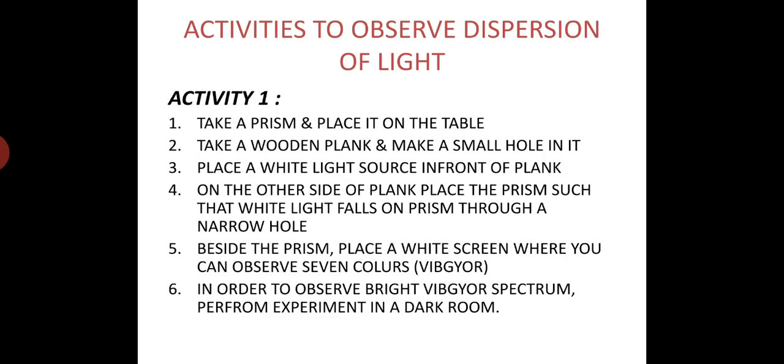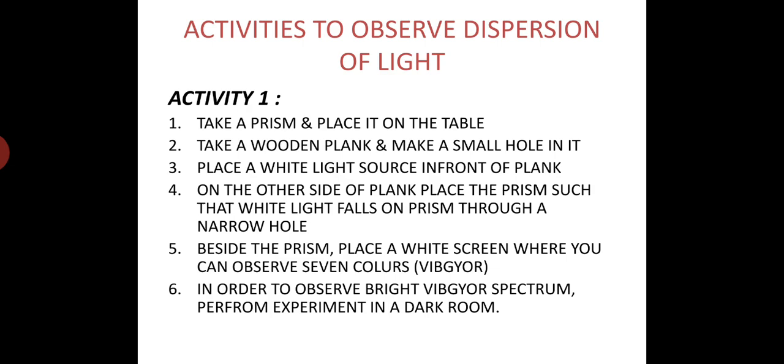Now let us move on to activities to observe dispersion of light. These activities are also called as activities to form artificial rainbow. That is, we know that in yesterday's class we have seen how natural rainbow will be formed. Now in this video we are going to see how to form artificial rainbow.